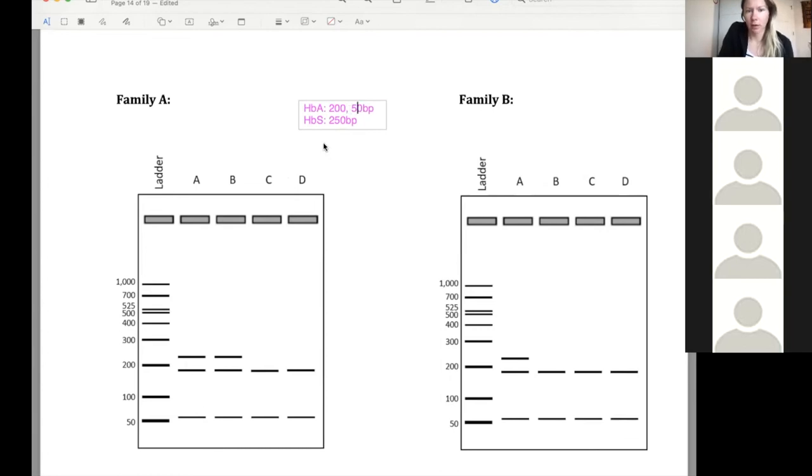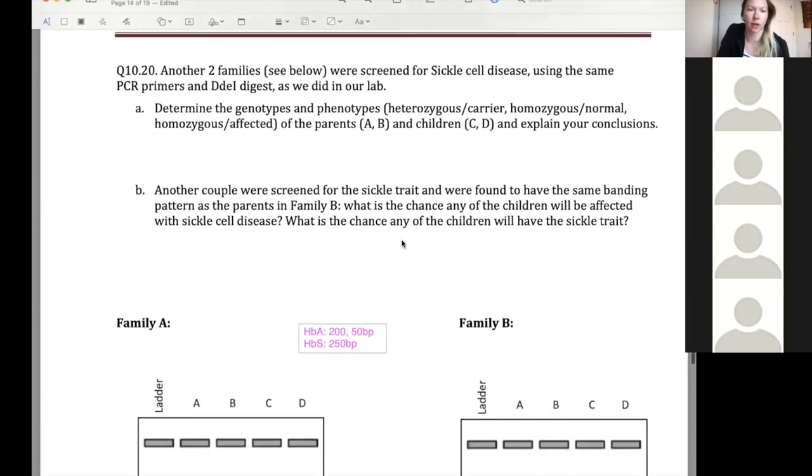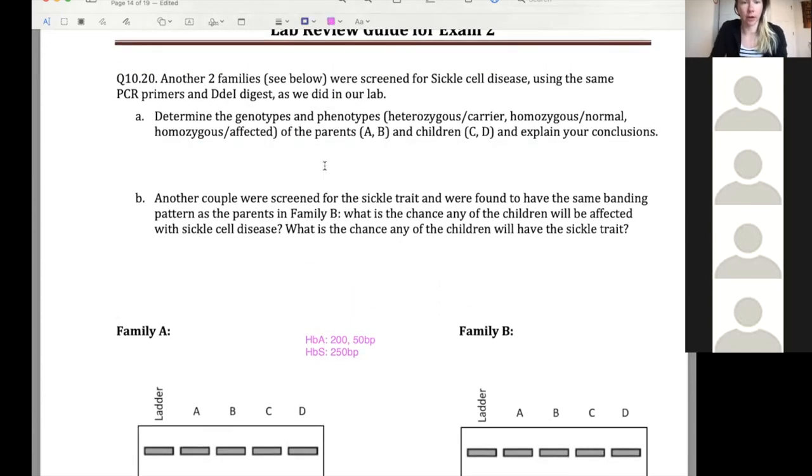So they're both carriers of the disease? Exactly, yeah. So it means that individual A has one of each of these alleles, and so does individual B. So they're both heterozygote for this disease trait. And that means, yeah, it's both carriers.